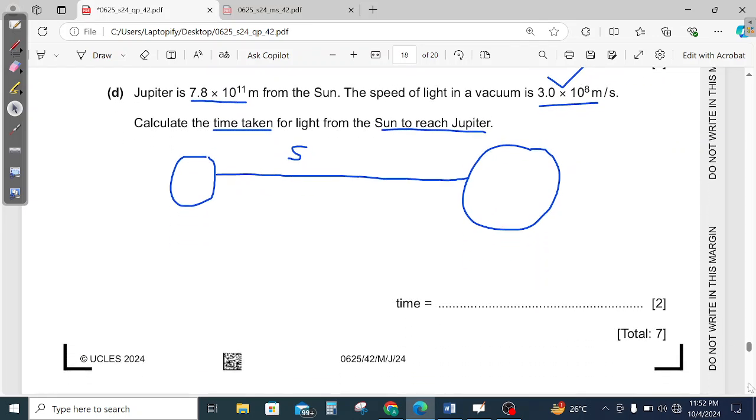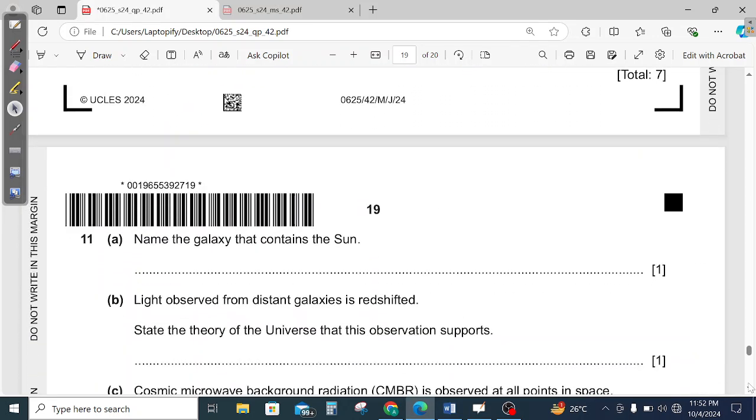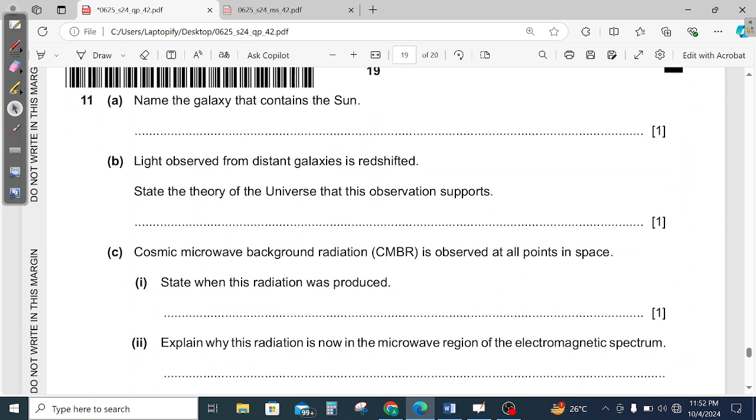Now name the galaxy that contains the Sun. The solar system in which we are living is in the Milky Way galaxy. That is the Milky Way. There are multiple galaxies, but our solar system exists in the Milky Way galaxy.